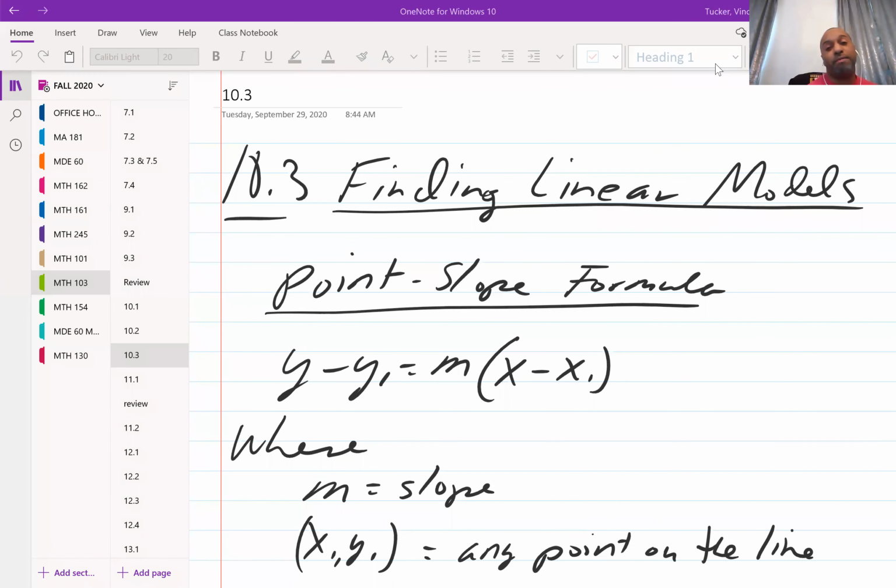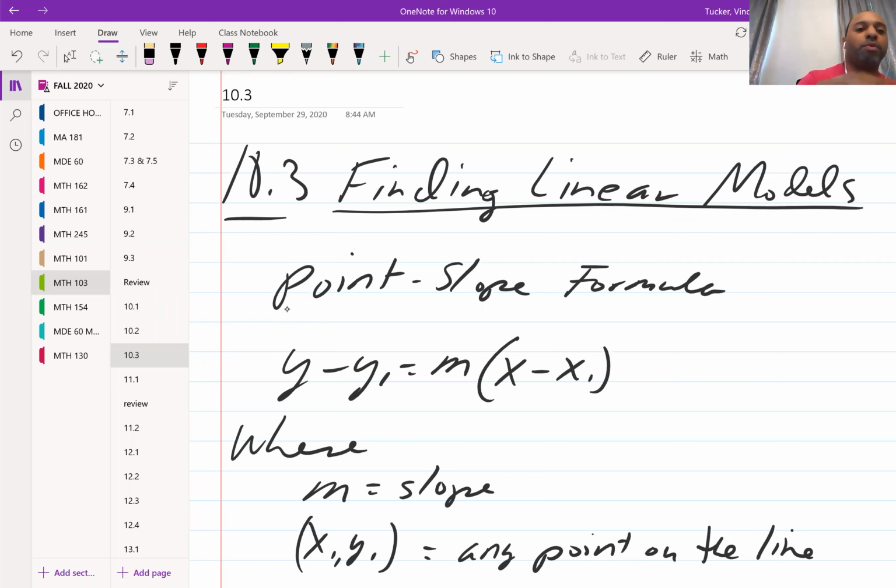It's 10.3, finding linear models. The first thing now, this point slope formula isn't part of the title. That's just where they start. So the title is 10.3, finding linear models, and then right here is the formula that we started with.